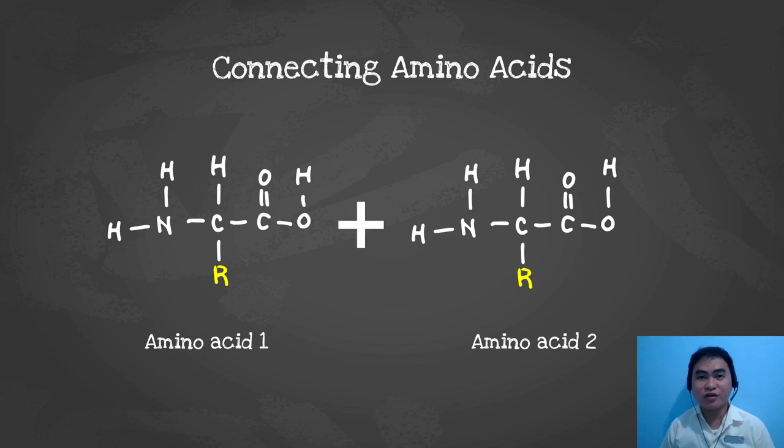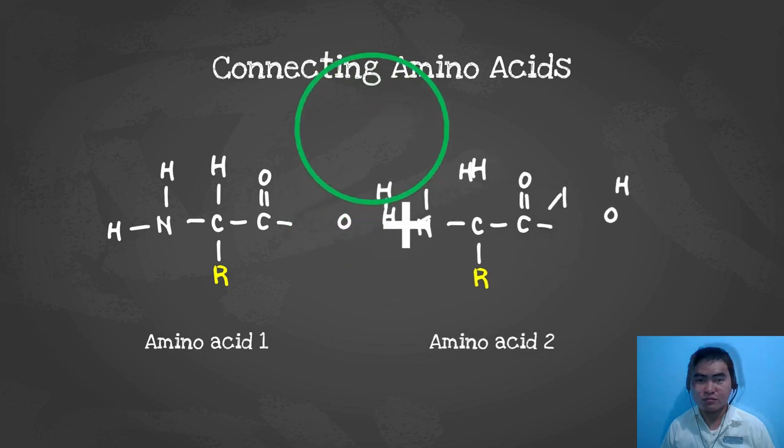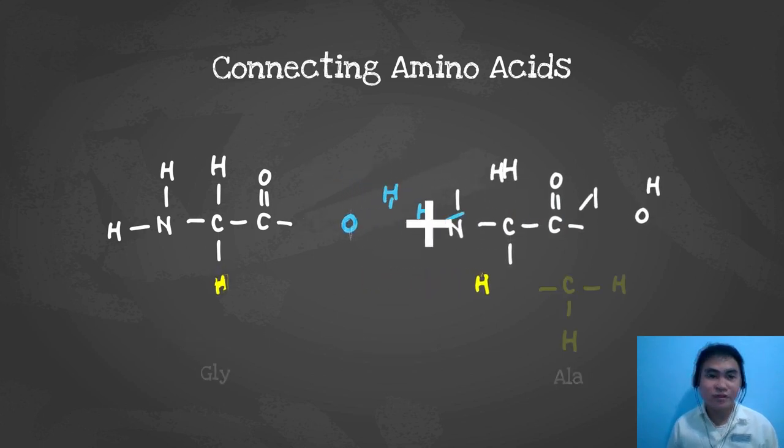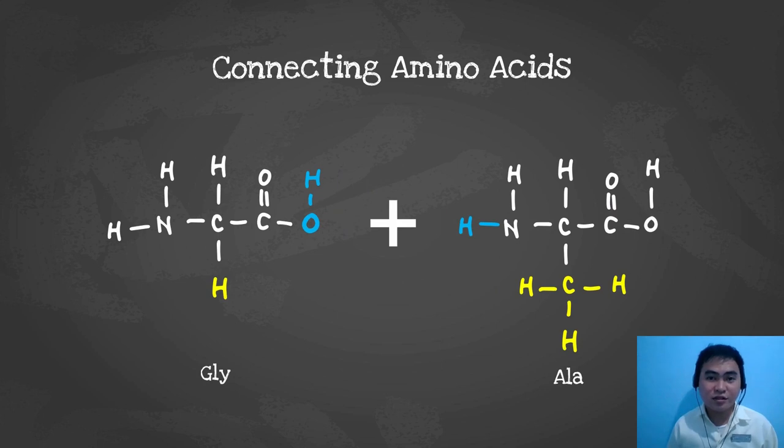In the given example, a general formula of amino acid illustrates how the reaction takes place. The carboxyl group in amino acid 1 will bond with the NH2 in amino acid 2 and yield a dipeptide and a byproduct, which is water. Let's try this in simple amino acids. In this example, a glycine is being bonded to alanine. The yellow elements signify the radical group and the blue elements are the elements that will be removed after the process.